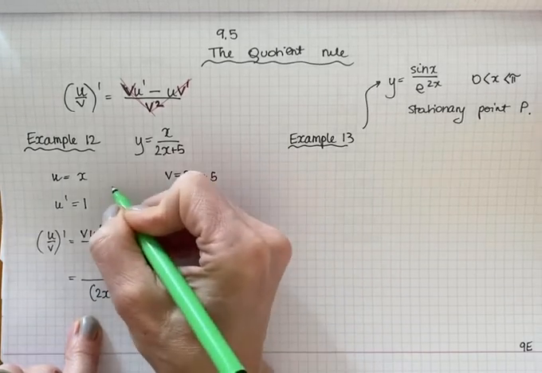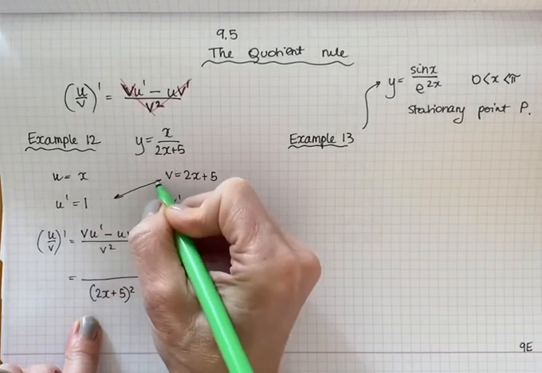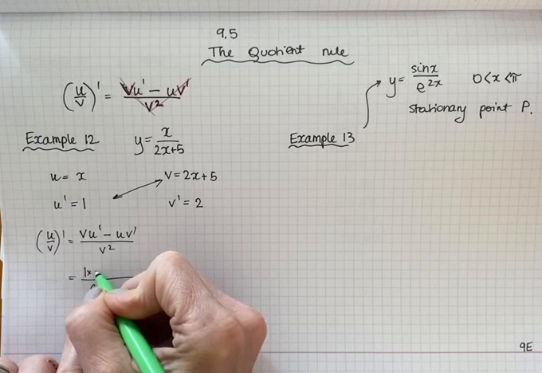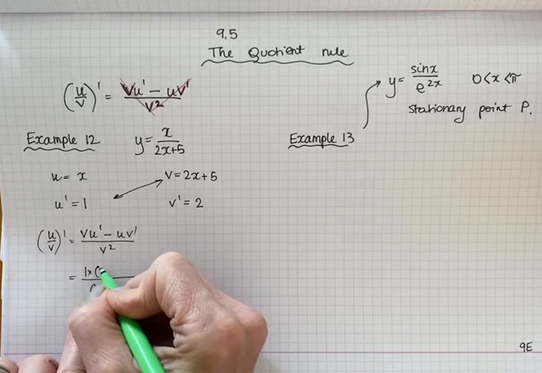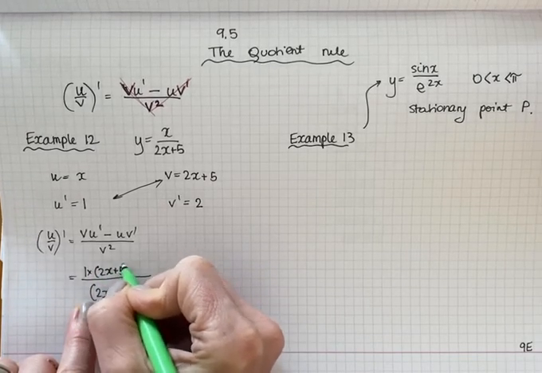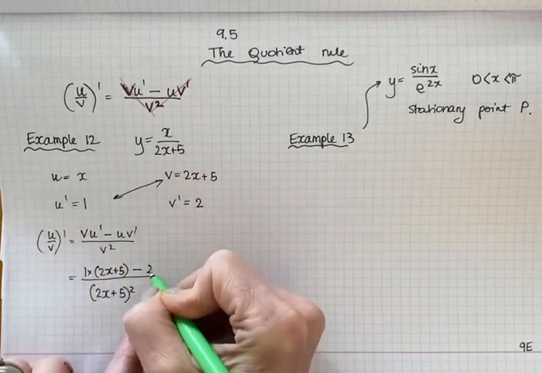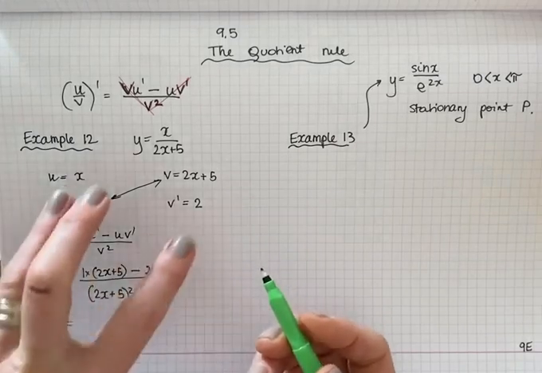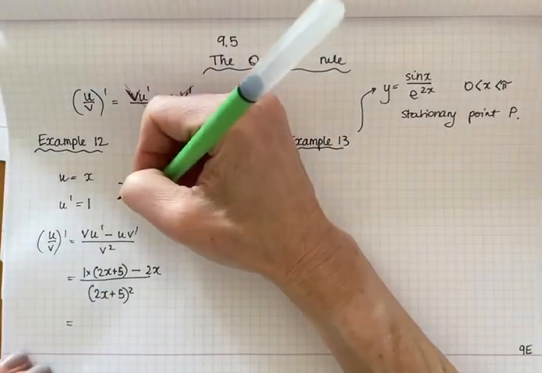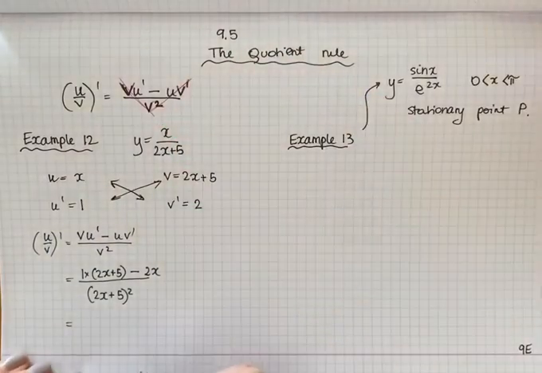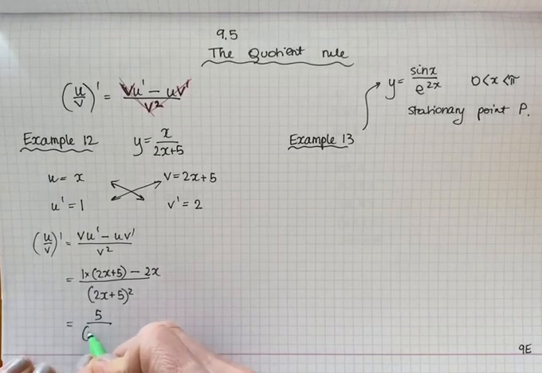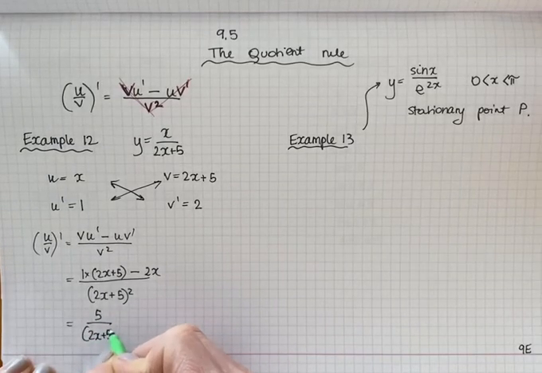Then we're going to do vu dash. Make sure you put it in that order, otherwise your marks are going to be missed. So you have 2x plus 5 times 1 minus 2 times x, or x times 2. It doesn't matter how you do the product afterwards, as long as you quote it in that way in order to memorize it. Tidy it up. You have 2x plus 5 minus 2x, so it's 5 over 2x plus 5 squared.